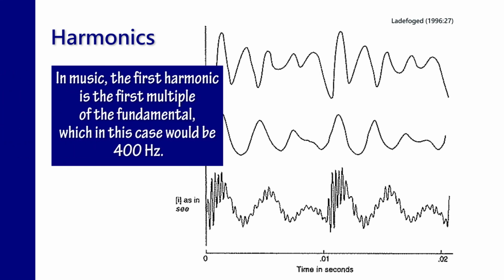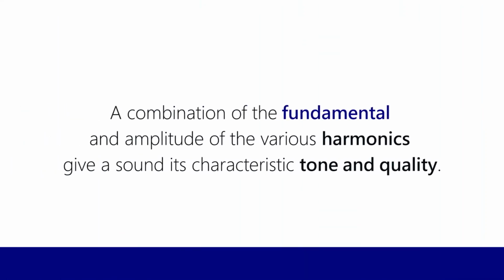You need to know that in music, so if you have any music background and you're watching this video, you might get confused because in music, the first harmonic is the first multiple of the fundamental. In a way, when you study music, the first harmonic is actually what is the second harmonic in linguistics. A combination of the fundamental and amplitude of the various harmonics give a sound its characteristic tone and quality.